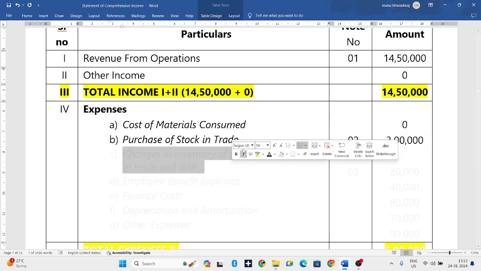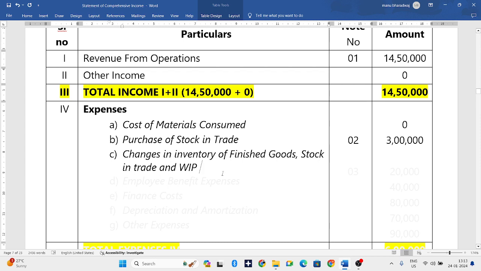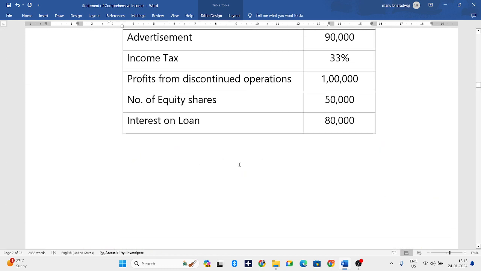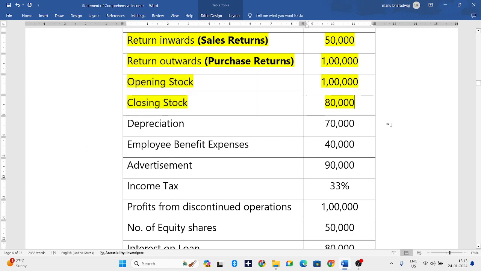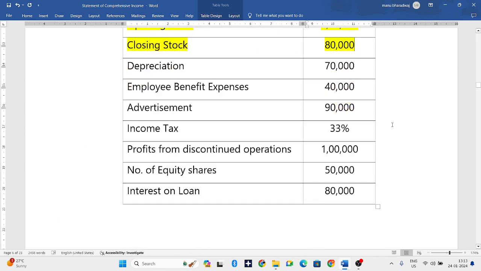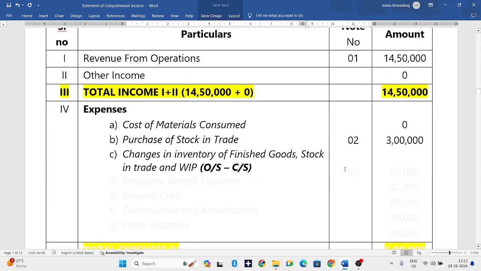Next, the third type of expenses is changes in inventory of finished goods, stock in trade or work in progress. Usually this is opening stock minus closing stock. Let us check the question. Yes, in the question they have given both opening stock as well as closing stock. Since both are given, we have to prepare a working note. When two items are there, we have to prepare the working note.